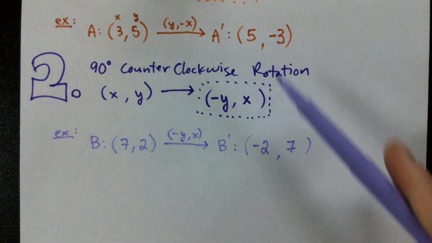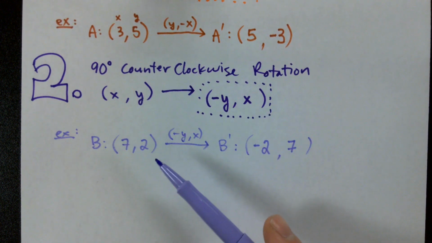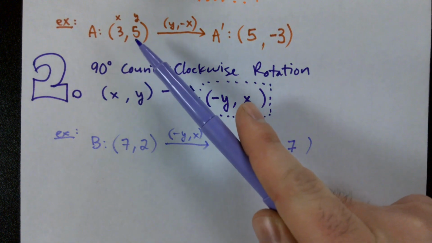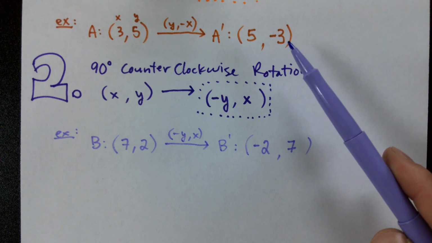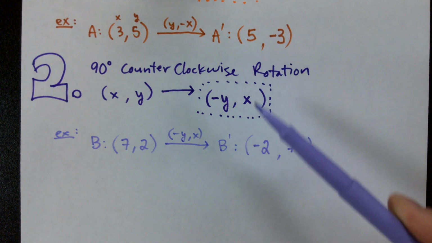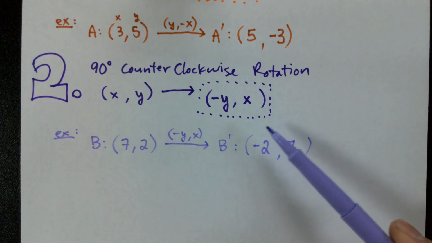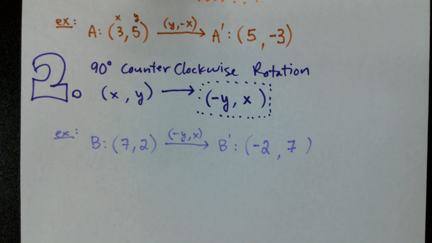So in rule number 1 and rule number 2, both times we changed the order of our numbers. But when we went clockwise, we changed the sign of our original x value, our new y value technically. And with a counterclockwise rotation, we changed the sign of our original y value, now our x value. That's why it can be confusing, because everything gets flipped around. There's rule number 2.